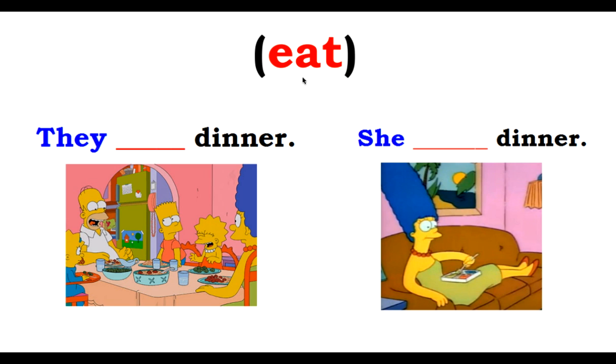Okay, time to practice with the verb eat. For example, they eat dinner, the normal form. She eats dinner. Remember, she, we use the third person conjugation with s. She eats dinner. Very good.